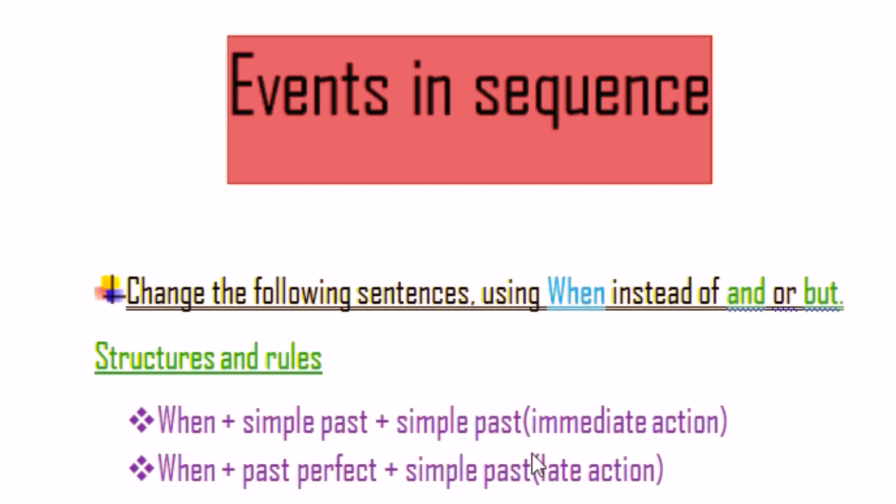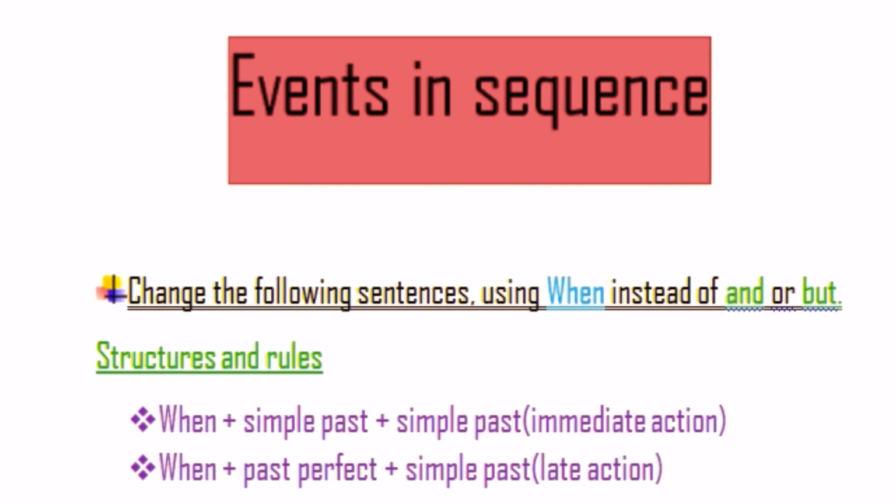When plus simple past plus simple past if there is immediate action. First of all, you have to use when, then simple past, then again simple past, if the second action is immediate action. You have to use when plus past perfect plus simple past if there is late action. I mean, if the second action is late action, not immediate action, you have to use when plus past perfect plus simple past.